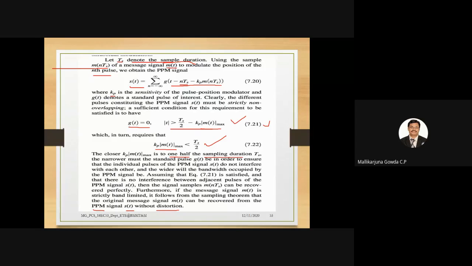Okay, so I will explain this with the waveform. Then I think this picture will be clear. First of all, we should be able to understand how we represent the PPM signal mathematically. S of t is equal to this. G of t is the pulse. We are going to vary the position of that pulse, and the sum of all those pulses will give you the PPM signal, right? So G of t minus n Ts minus Ap into m of nTs.